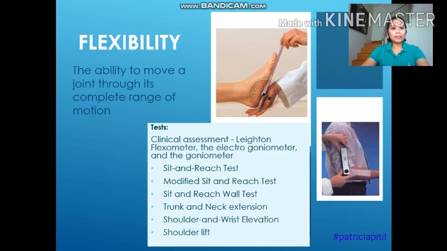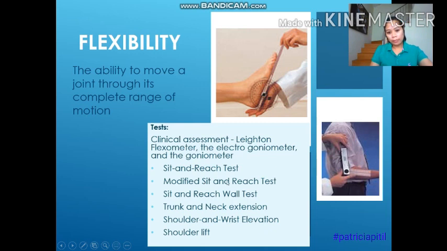The third one is the ability to move a joint through its complete range of motion. Okay, we're talking about range of motion. The joint has a range. It is a range of motion. If one cannot execute in full range, we know that there's something wrong with the flexibility. Okay, we have clinical assessment by using a goniometer. Goniometer measures the angle of that joint. Okay, like this, you have the angle, the elbow angle.